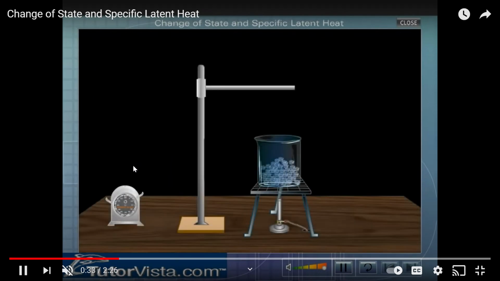Children, as you see here, there is a setup. Now in this setup, there is a beaker which is full of ice. There is a stand, and on the stand they have kept a wire gauze and a Bunsen burner. They have kept a timer, a stopwatch, so that they can see the time. Now they have also taken a thermometer, you see.